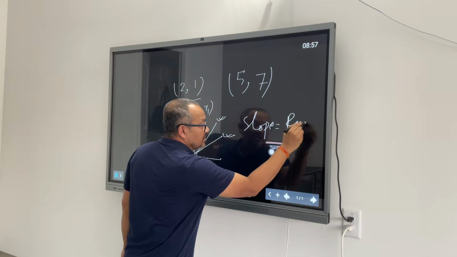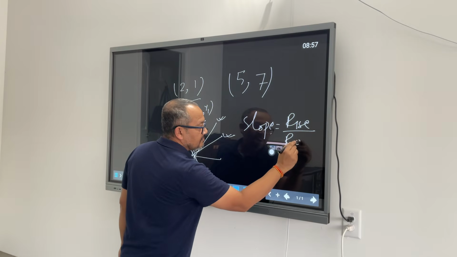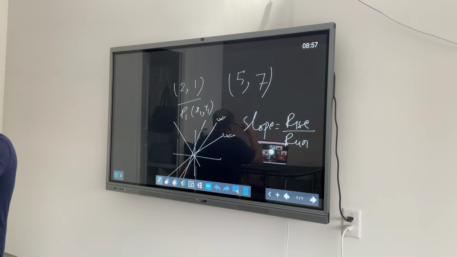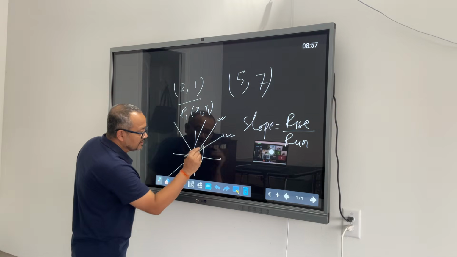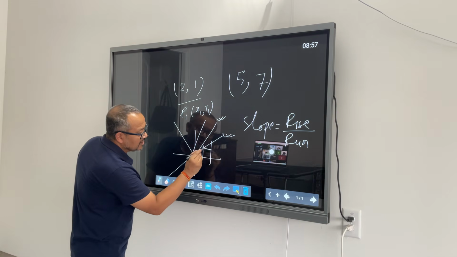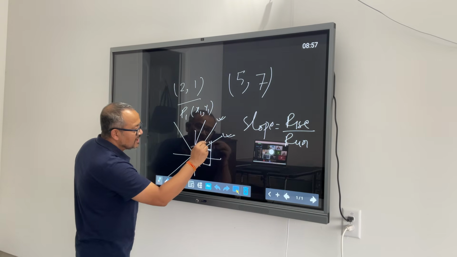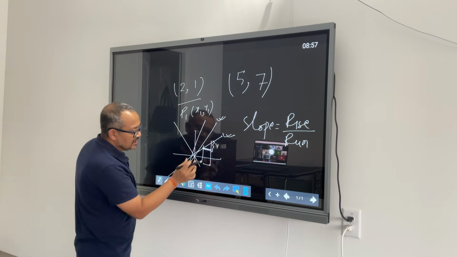rise over run. That's how you relate it mathematically. Any line's slope is nothing but rise over run. Now, what do I mean by that? Meaning, for this much of run along the x-axis, rise is along the y-axis.